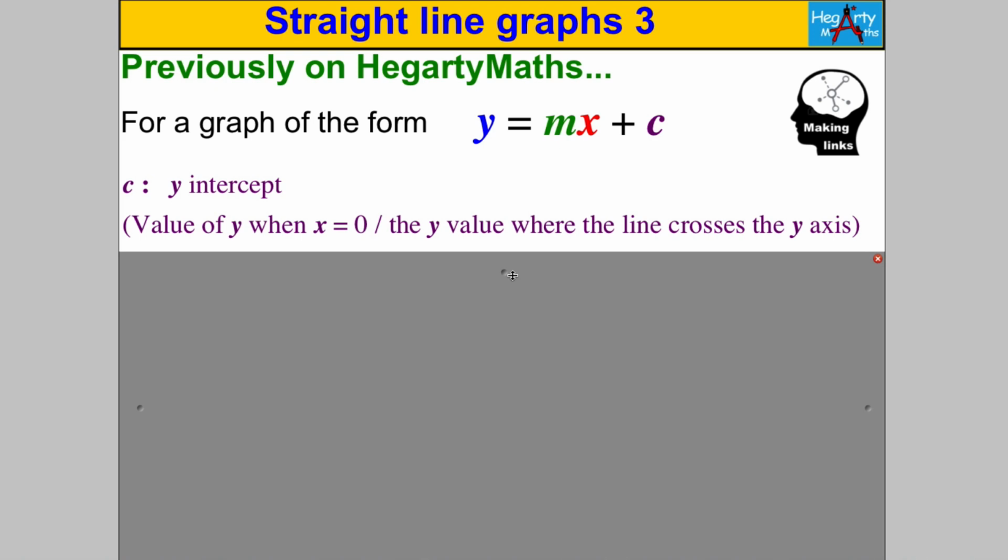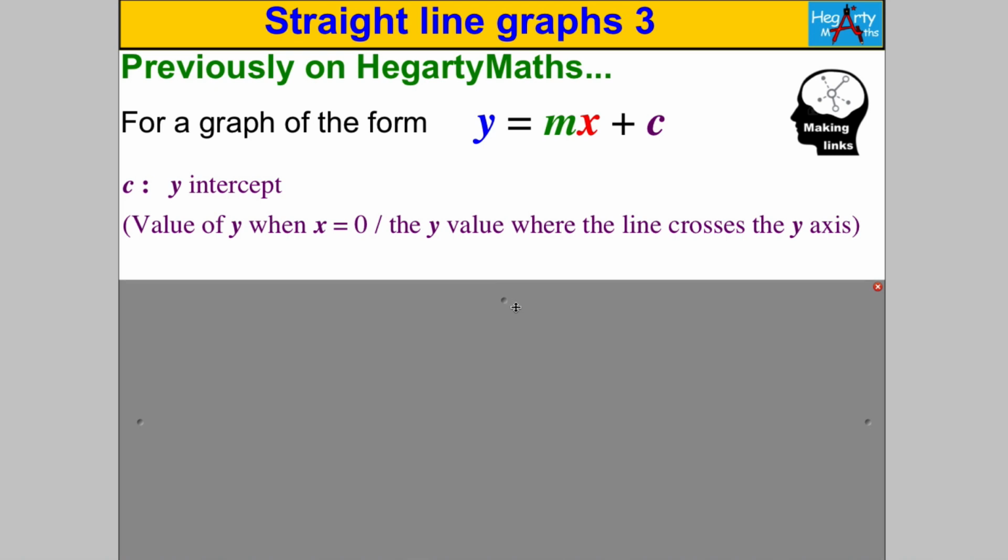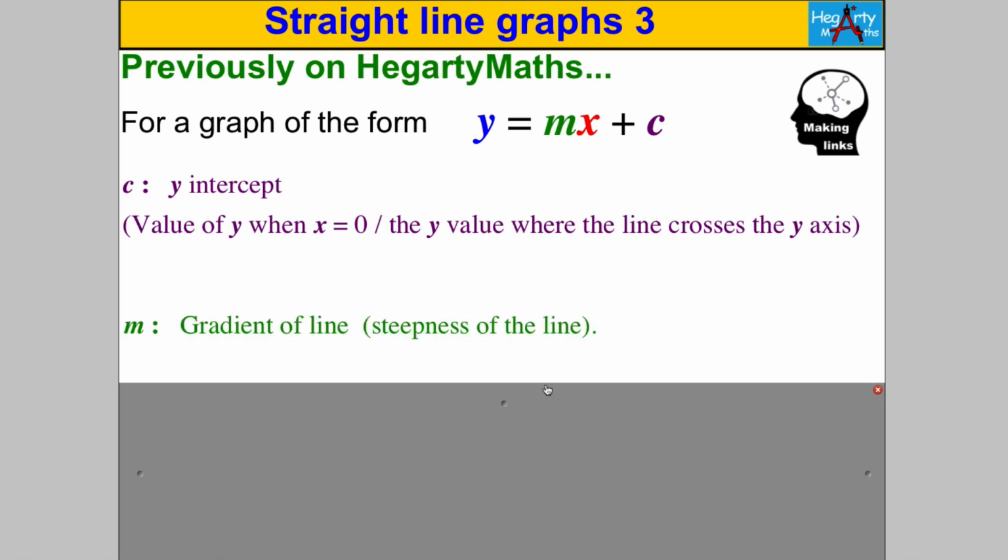C is called the y-intercept. It tells you the value of y when x is 0, the value of y where the line crosses the y-axis. And also, m tells you the gradient of the line, or the steepness of the line.